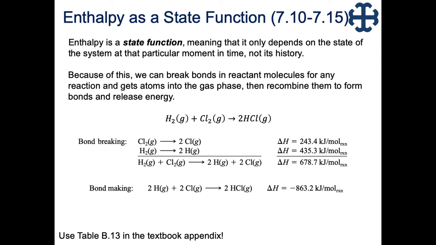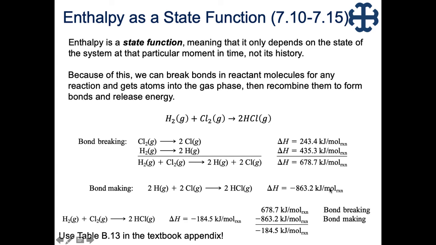Then, when we make bonds, we put those two things together, and again, getting values from our table, we would get this negative now because we're bond forming. So when we're forming bonds, that's going to be a negative 863.2 kilojoules per mole. And so if we want delta H of our reaction in total, we just add our bond breaking and our bond making enthalpies up. And in this case, this process is exothermic overall. This reaction is exothermic because we end up with a final enthalpy value of minus 184.5 kilojoules per mole. Okay?